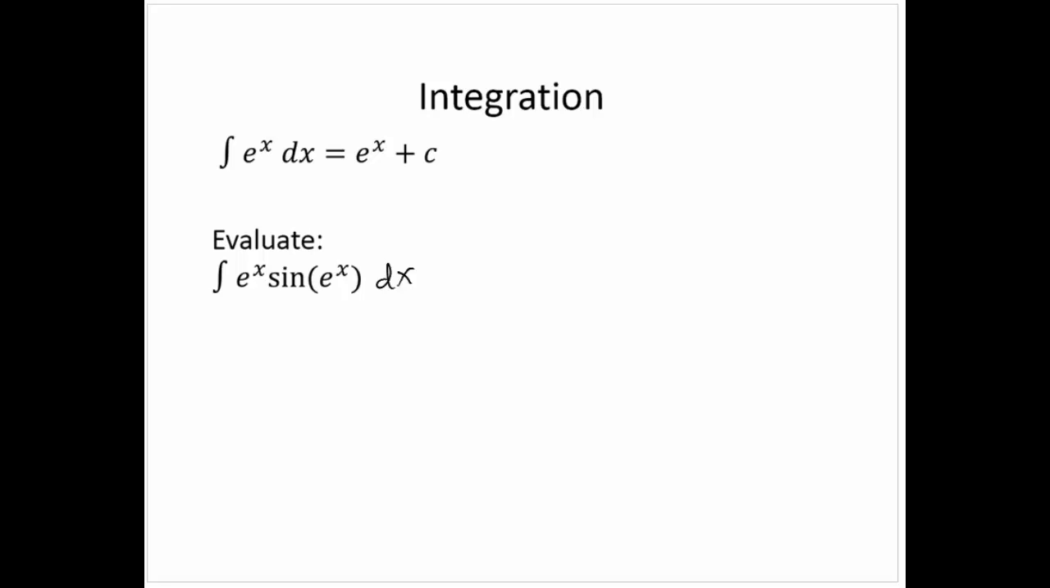All right, so this is not a simple integration. It's not just e^x. We have e^x sine e^x. So here I'm going to use a substitution.